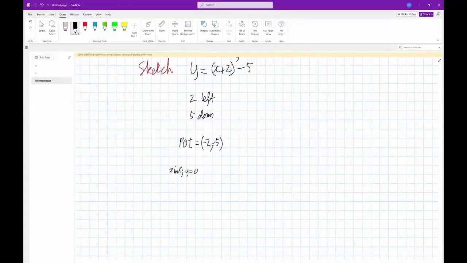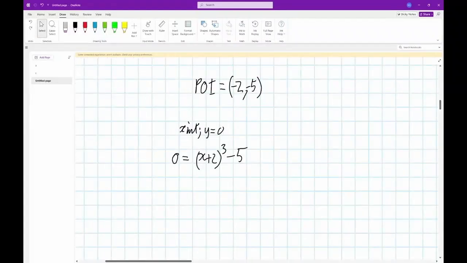Is 0, of course. And so 0 is going to be equal to (x + 2)³ − 5. And using our reverse BODMAS skills, first thing we're going to do is get rid of this minus 5 by adding 5 to both sides. And so what does that mean? We're going to get 5 equals (x + 2)³.